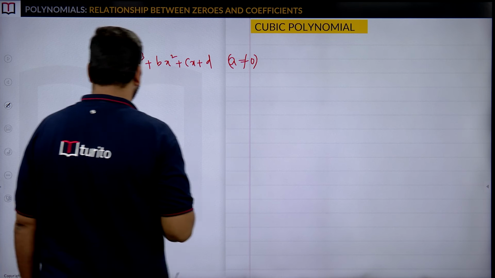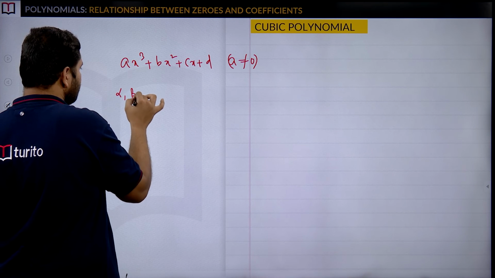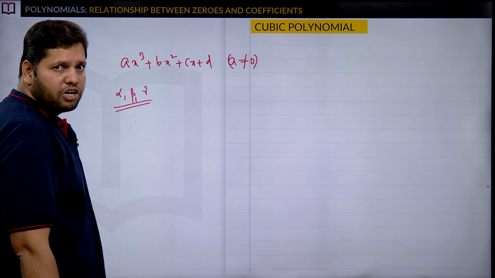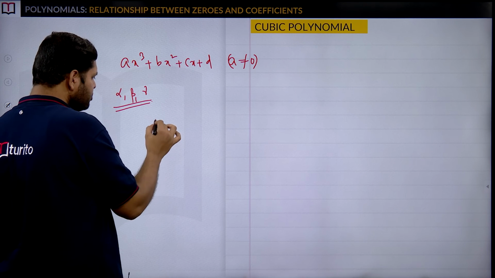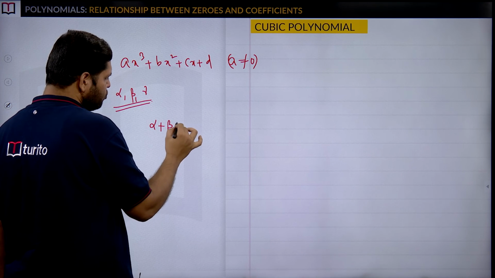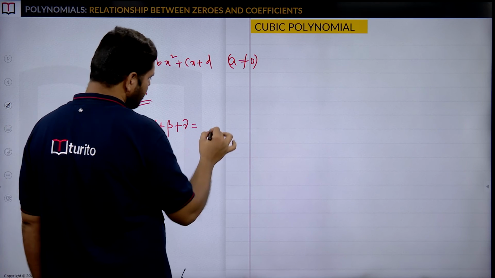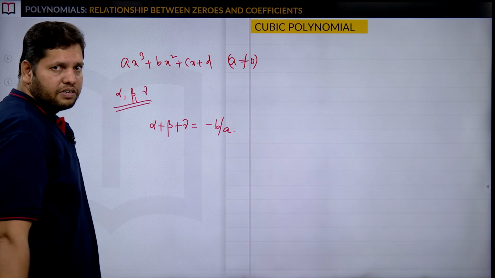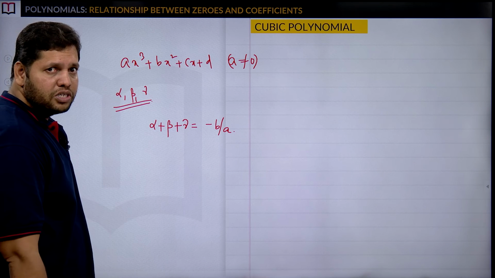Okay. Then, if alpha, beta, gamma are the three zeros of the polynomial, children, then what are the three combinations we can write? The first combination is what? Sum of the zeros. So, alpha plus beta plus gamma, we can write the formula as minus b by a. It is the first combination. And second combination is what, children?